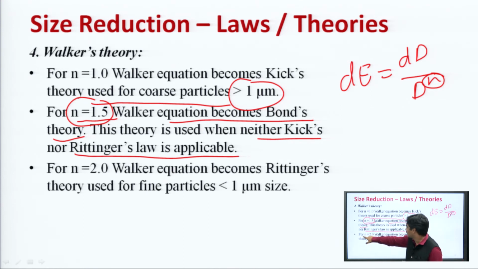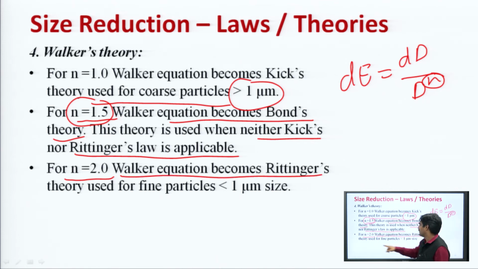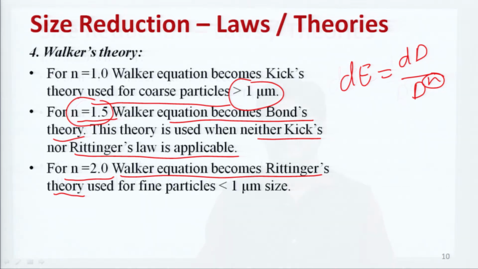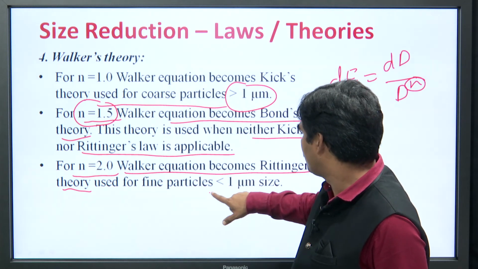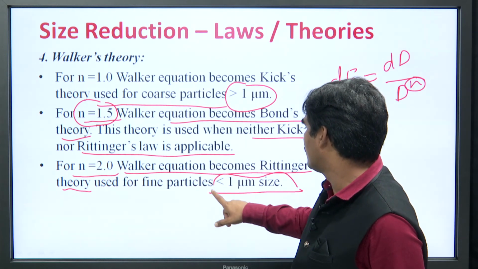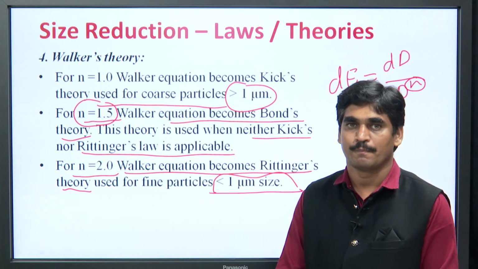Now, for n equal to 2, if the value of n is again slightly increased, that is 2, Walker's equation becomes Rittinger's theory. That means this theory can be used for fine particles, that is particles having size less than 1 micrometer.